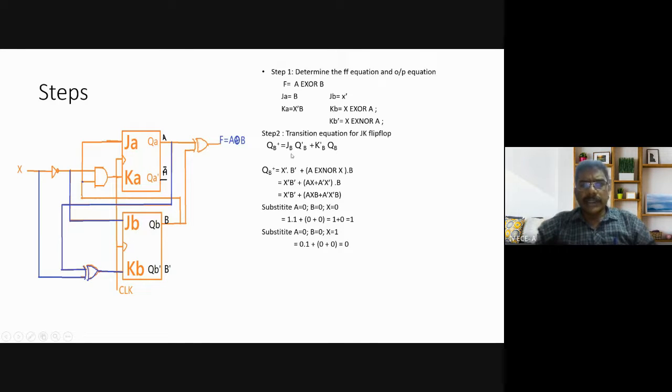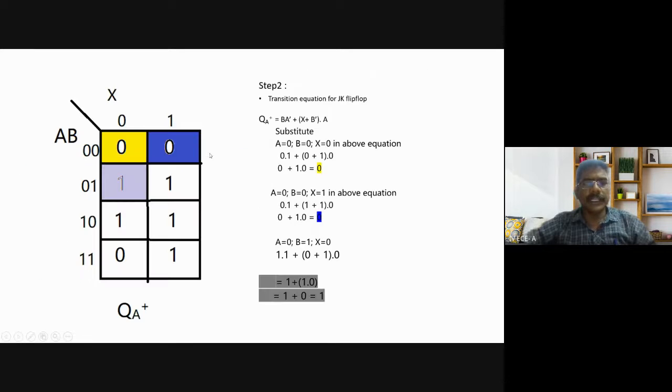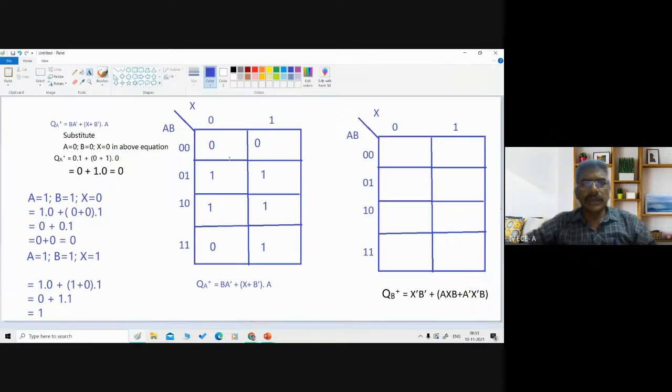So jb equal to x dash, and qb dash means b dash, plus kb dash equal to x xor a. kb dash means x xnor a, so I put x xnor here, a xnor x into qb equal to b. So the final answer becomes x dash b dash plus a x b plus a dash x dash b, where I multiplied this b for a simple calculation. Okay, I'm going to substitute the values here.